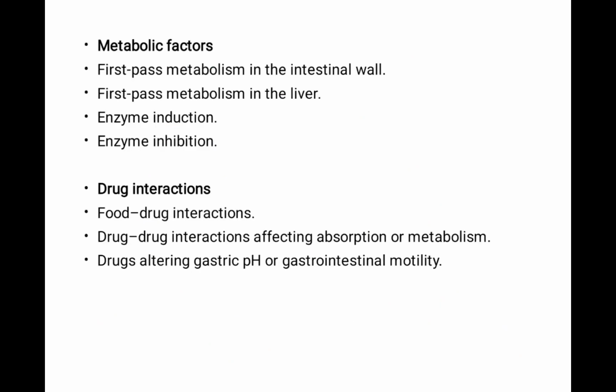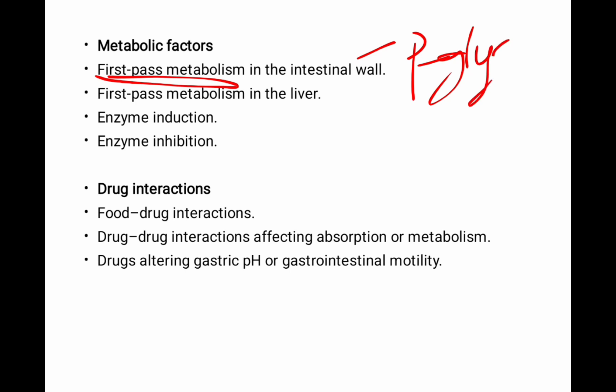Now let's look at metabolic factors. We already talked about first pass metabolism in the intestine, and we also have first pass metabolism in the liver. For first pass metabolism in the intestine, we have the P glycoprotein, which is responsible for pumping out drugs. This decreases the amount of drug that reaches systemic circulation, which decreases bioavailability. First pass metabolism in the liver also decreases bioavailability.